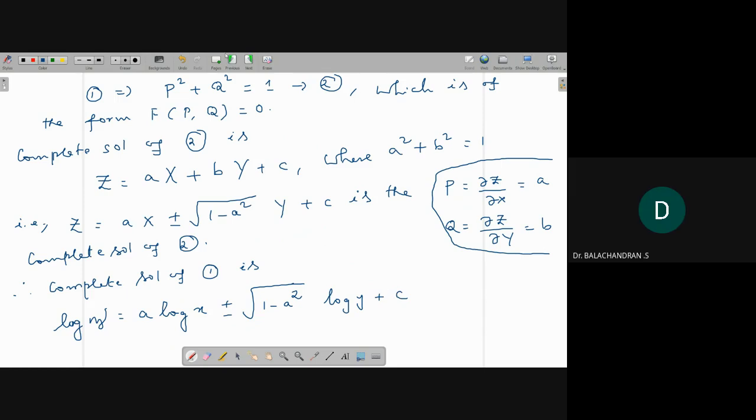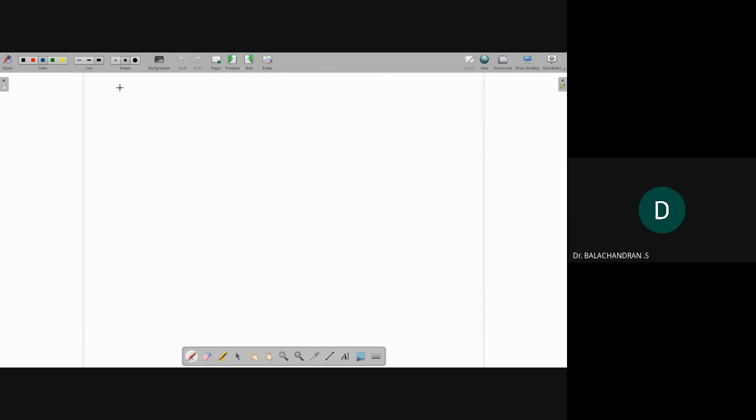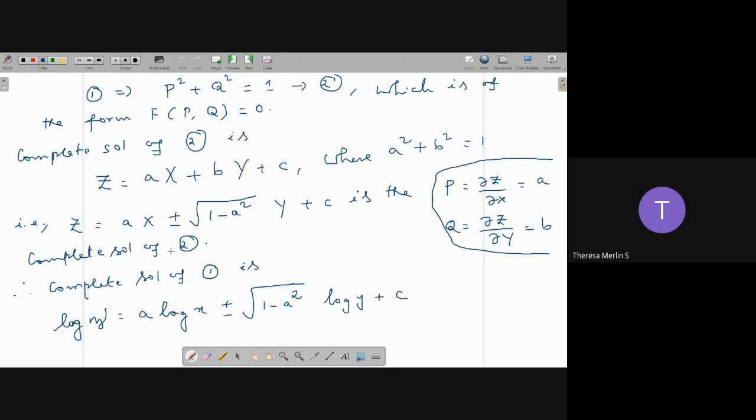Now I am going to solve the same problem by another method. For these types of problems, only the complete solution is enough. We have to reduce to any one of the types, and we can reduce to type 1, type 3, or type 4.